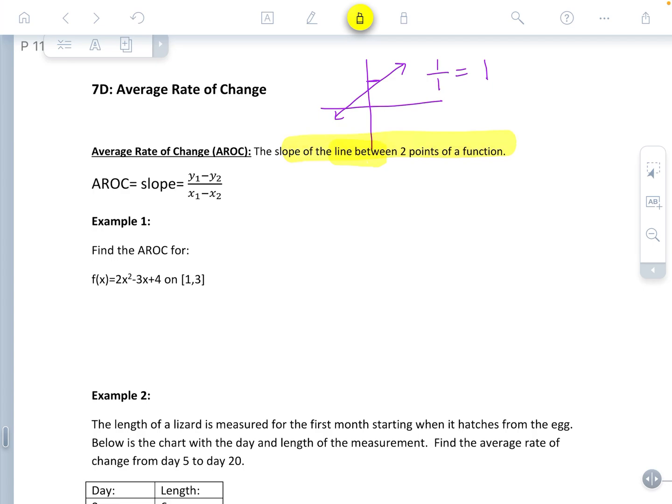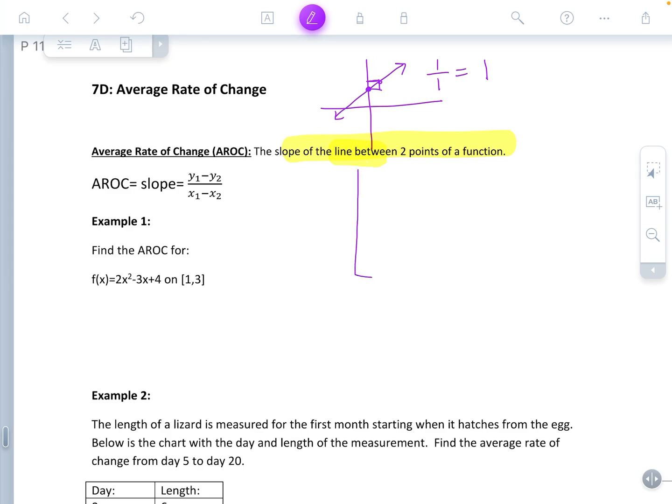So previously when you learned slope, you learned how to find the slope between 2 points on a line. So here is a line with a slope of 1. And on a line, that means every time you move over 1 square, it goes up 1 square. And it'll always and forever be that way. Average rate of change is going to be just a little bit different in how it looks on the graph.